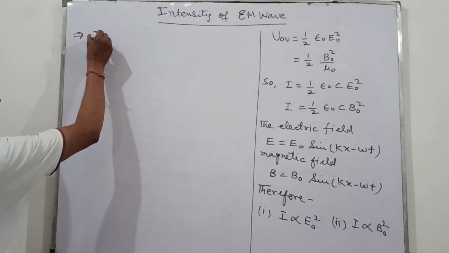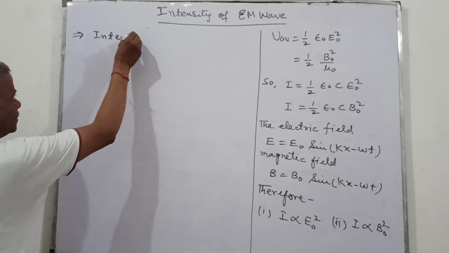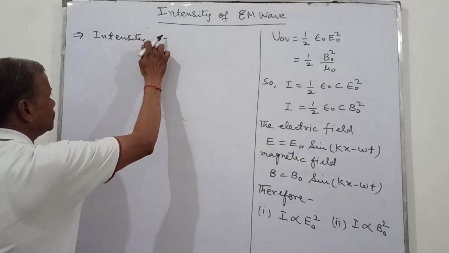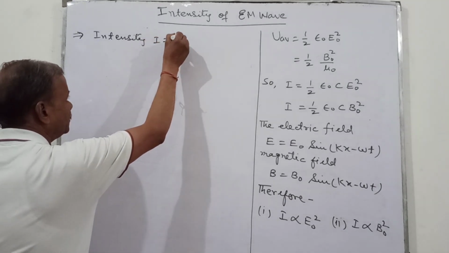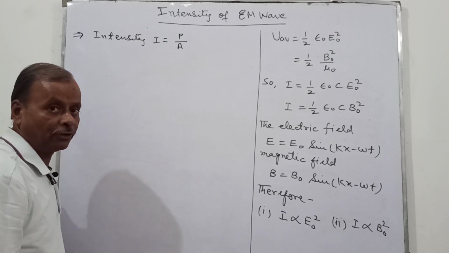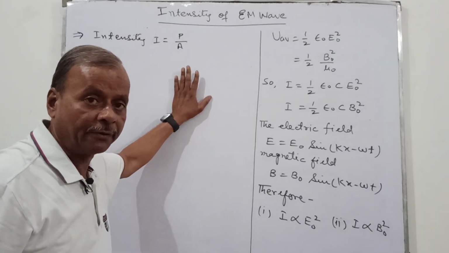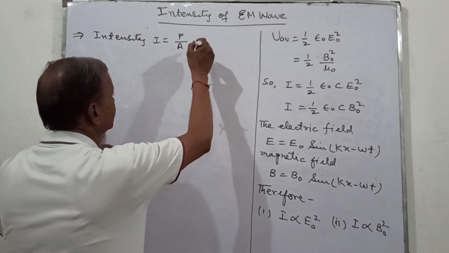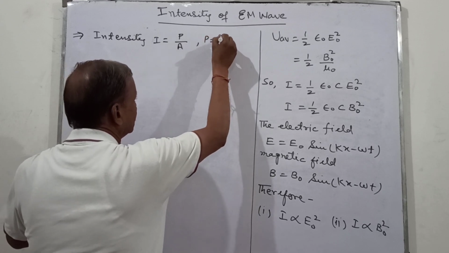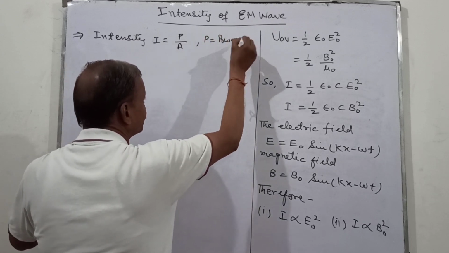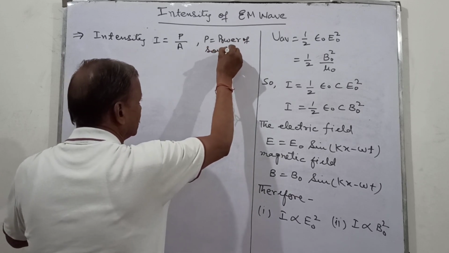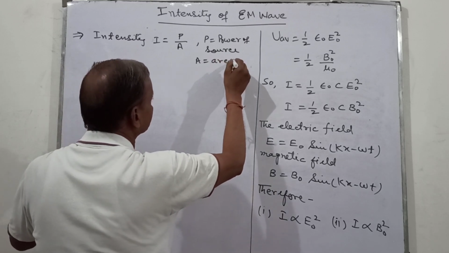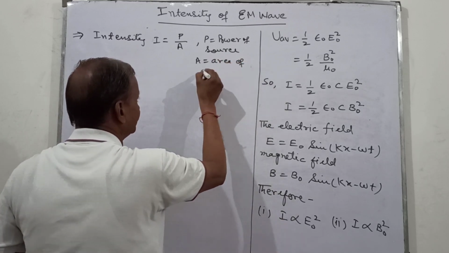Now the intensity I is equal to P upon A. As I have told you, this is now watt per meter square. Watt the power per unit area upon A, the area. So P the power of source, A area of the surface.